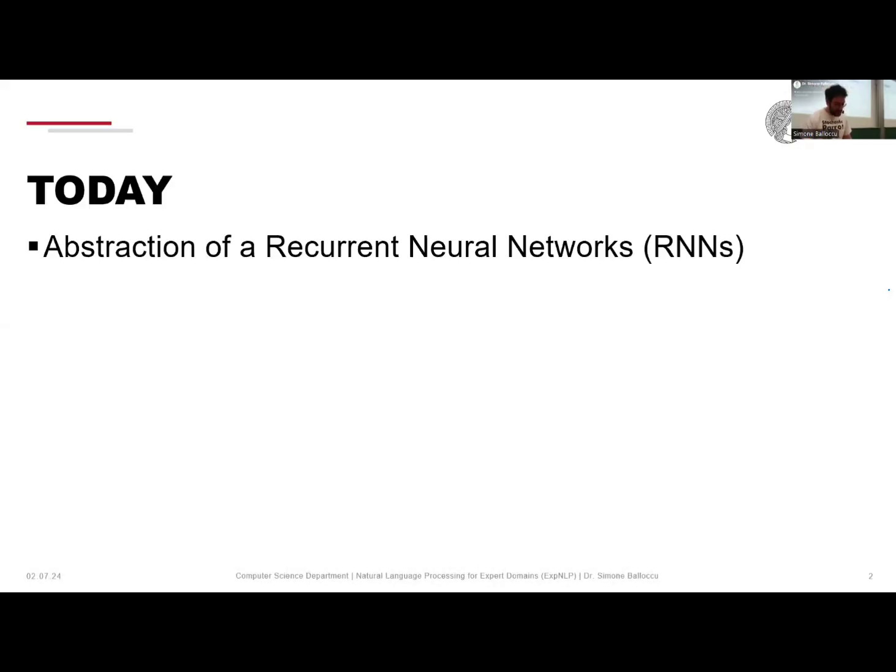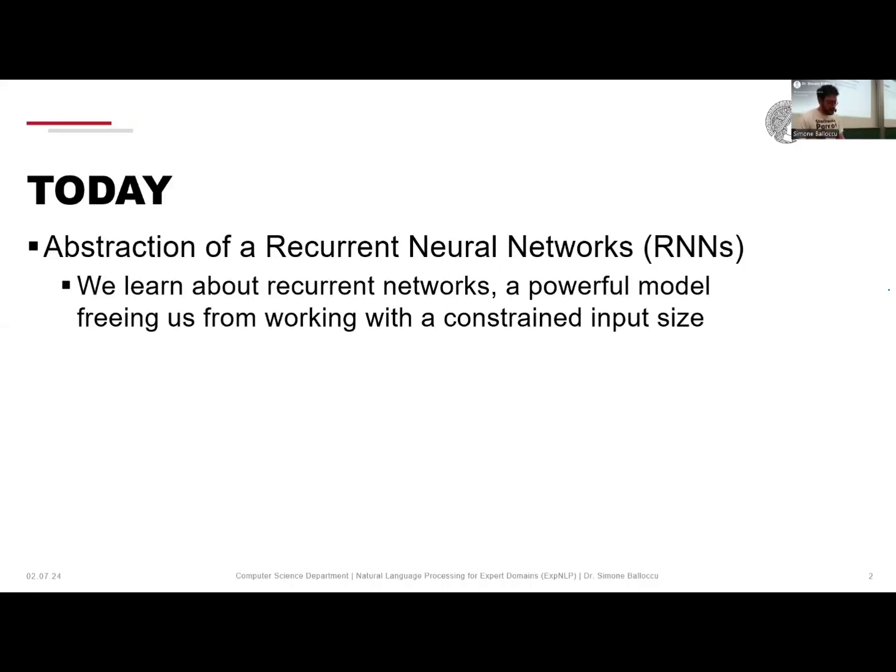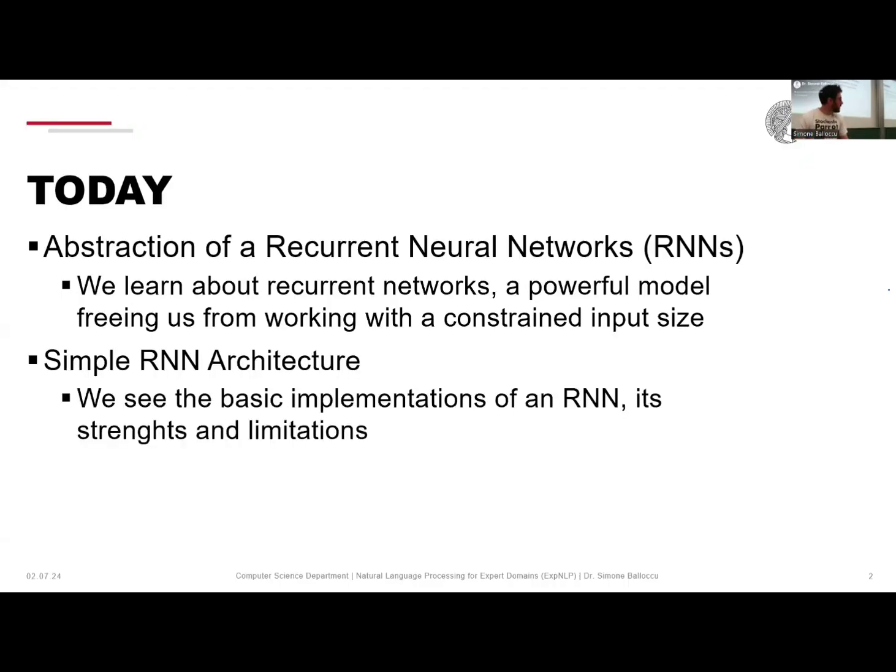So today, we see the abstraction of what an RNN is. We learn about this thing called recurrent neural networks, which is a model that frees us from a huge limitation of the previous models we saw, which is that we work with a constrained input size. The input is always the same size. We get rid of that. We also see simple RNN architectures, also called an Elman network. So we're going to see the most basic RNN you can implement, why it's cool and why it's bad.